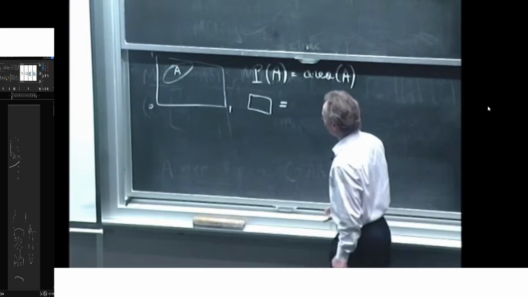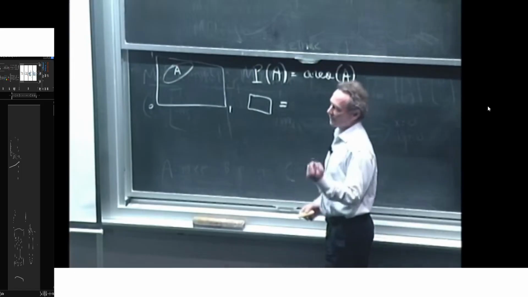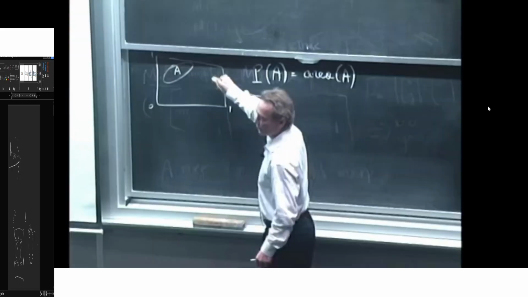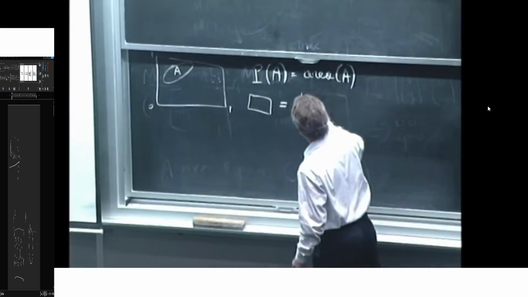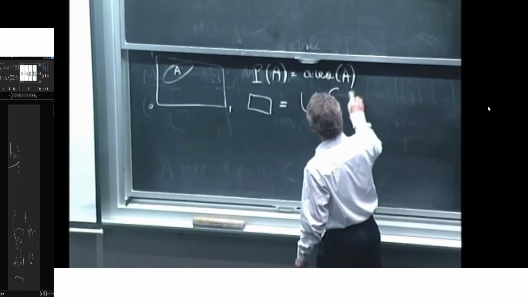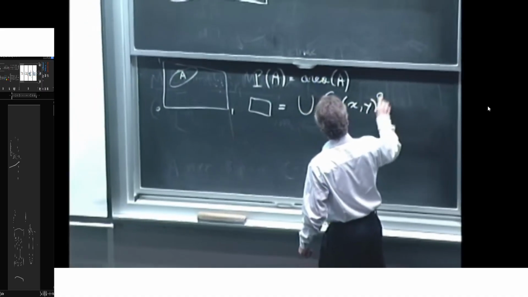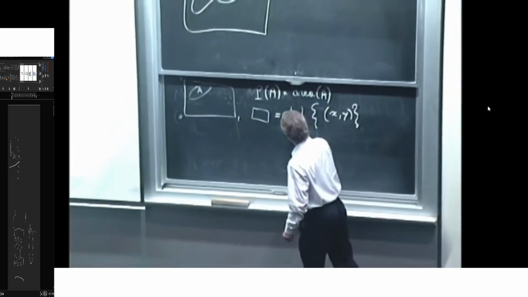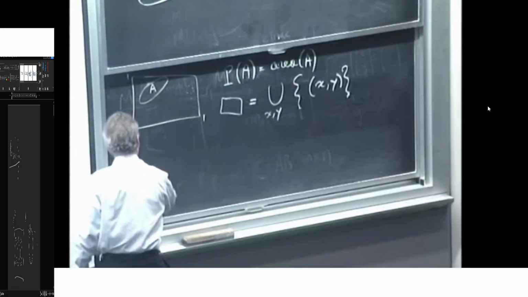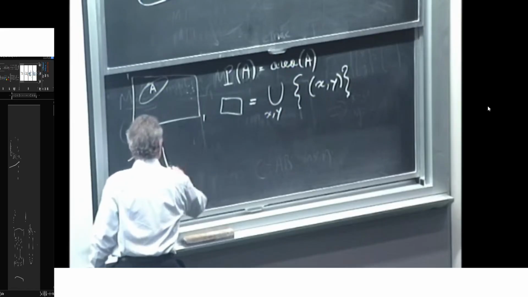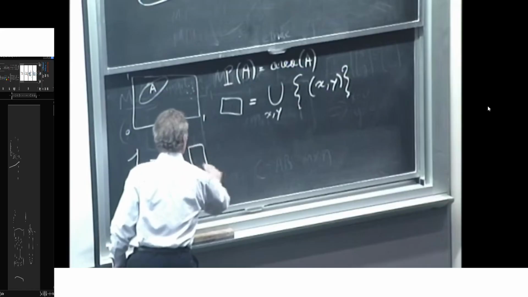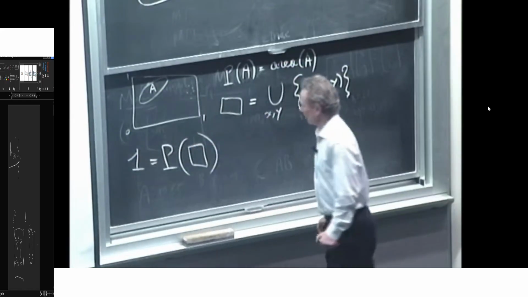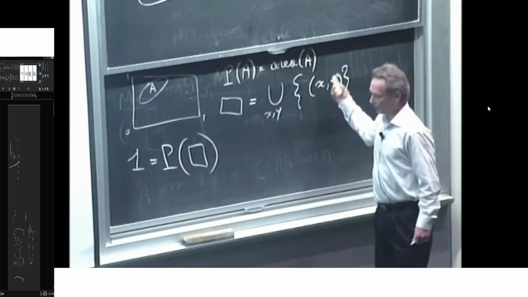The unit square is the union of one element sets consisting of all the points. So the unit square is made up by the union of the various points inside the square. So union over all x's and y's, okay? So the square is made up out of all the points that it contains. And now let's do a calculation. One is the probability of our overall sample space, which is the unit square. Now the unit square is the union of these things.